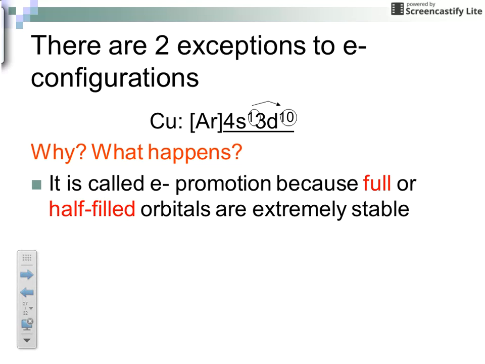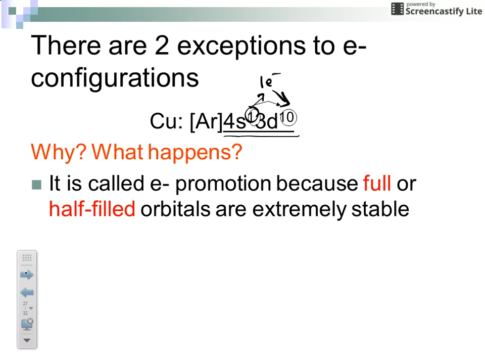One of the electrons from the 4s gets promoted, and that's why this becomes 4s1 3d10. The 4s orbital is half filled. The 3d orbital is completely filled. Now, the reason this is able to happen is because the electrons all belong to the atom itself. If it's able to arrange its electrons in such a way that makes it more stable, it will do that.